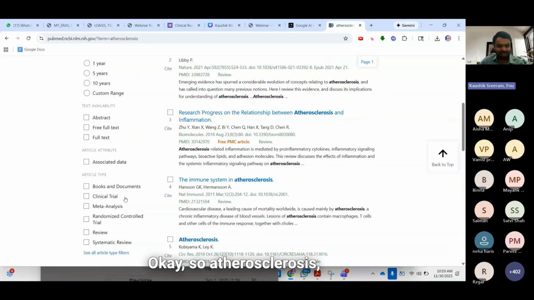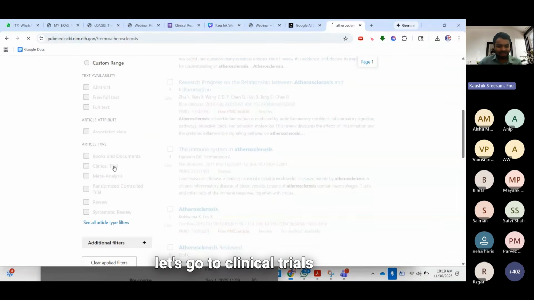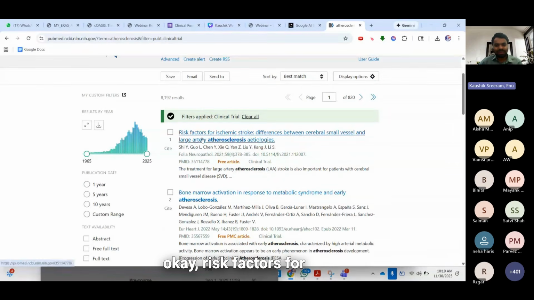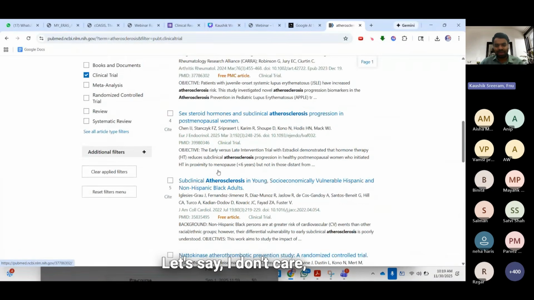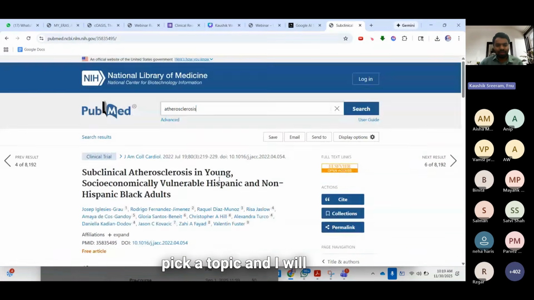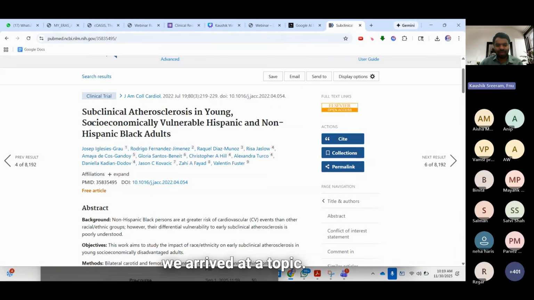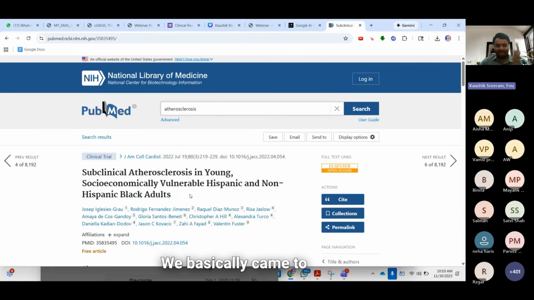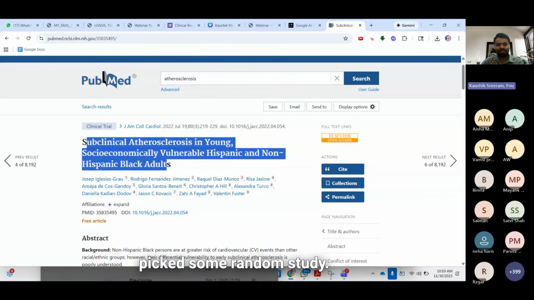So atherosclerosis, let's go to clinical trials. And then we can say, okay, risk factors for ischemic stroke, right? Let's say, I don't care, pick anything. So I'll pick a topic, and we typed atherosclerosis and arrived at a topic. So what did we do? We basically came to the Google of research, and we were interested in a topic, and then we entered it and picked some random study.